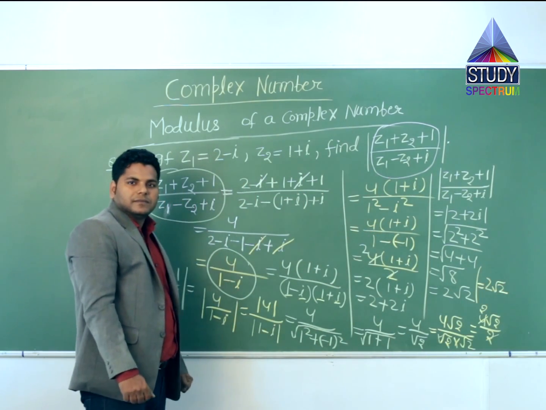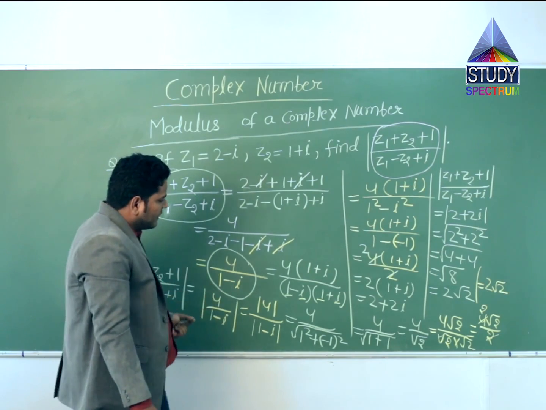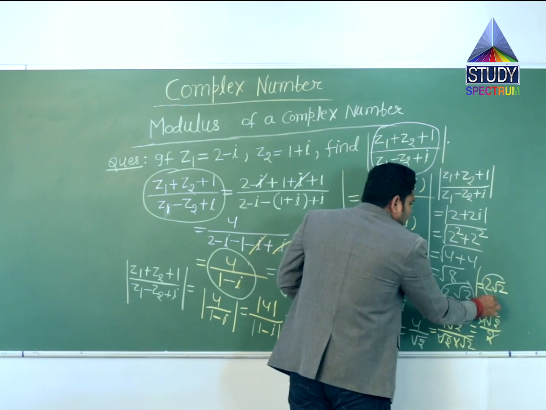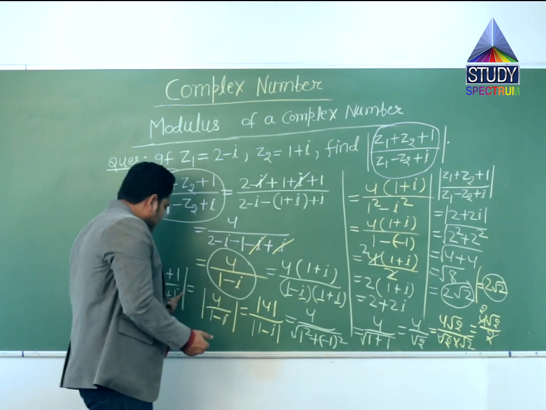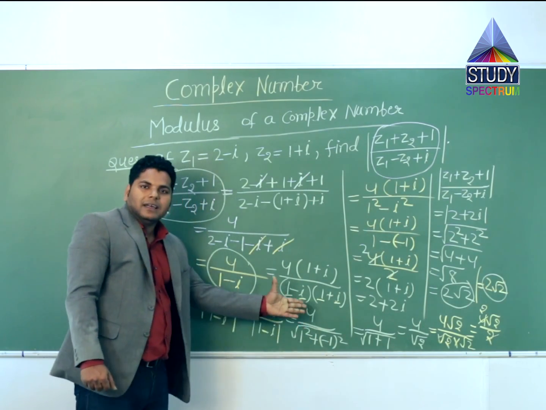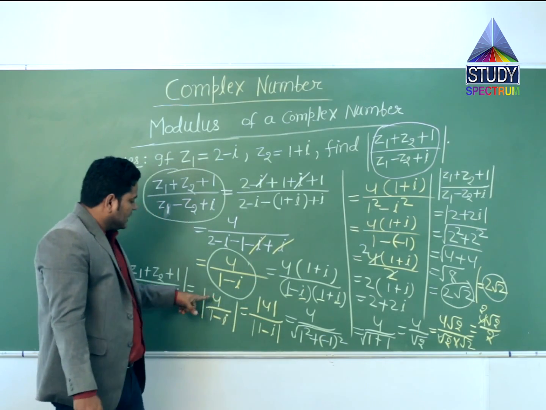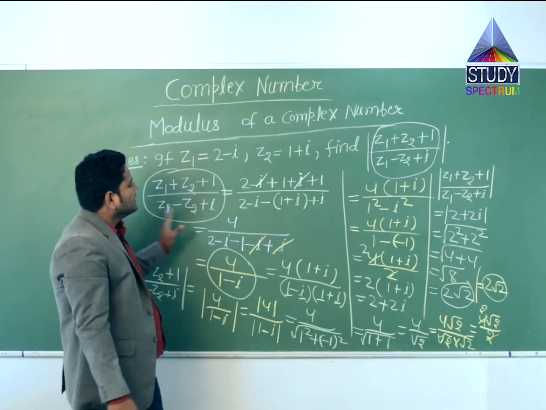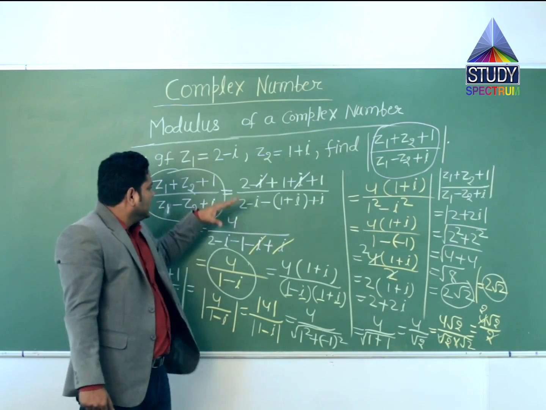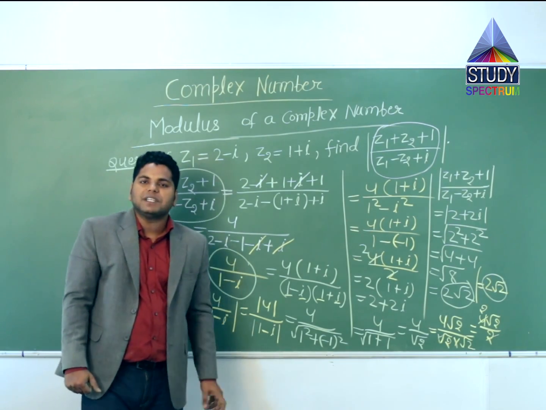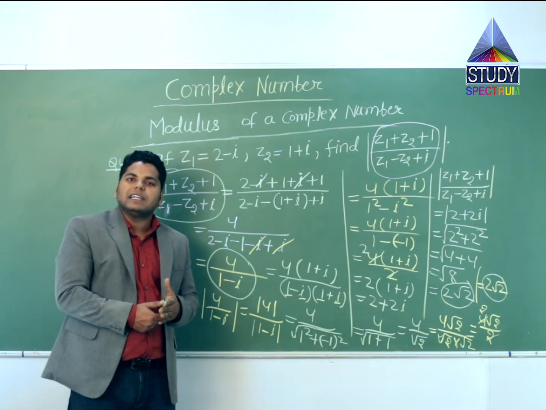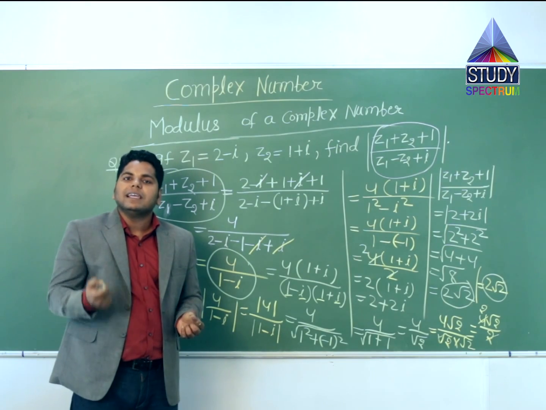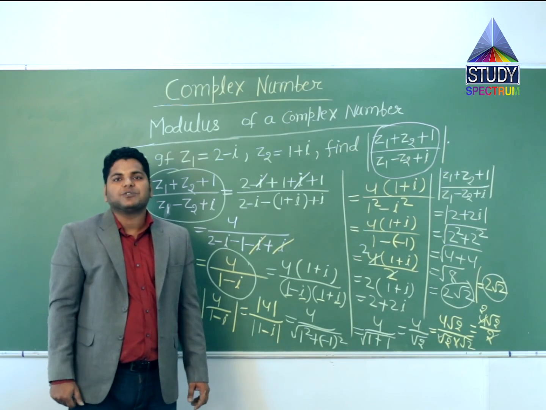Got it? So in both ways we have got the same answer. Here we have got 2 root 2 and here also we have got 2 root 2. So here we have done this question by using the property of modulus, that is modulus of z1 by z2 is equal to mod z1 by mod z2. And in the first method we have expressed this complex number in terms of x plus iy, and we know that if a complex number is in terms of x plus iy, then modulus of that complex number will be root under x square plus y square.